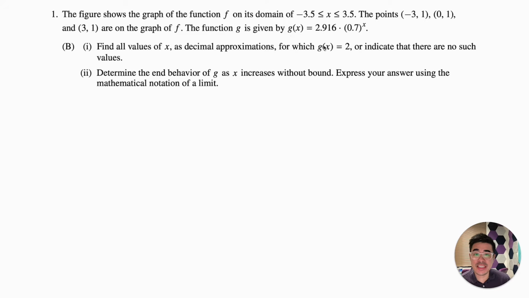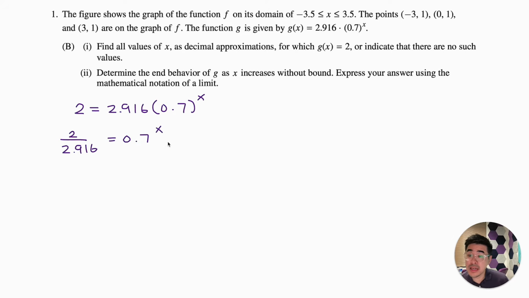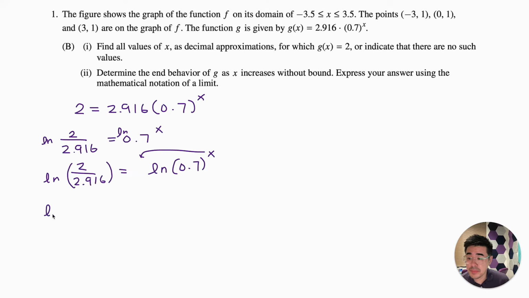So I'm going to set this g equal to 2. So here's how I do my work manually. 2.916 times 0.7 to the x. In order to solve, first I'm going to divide both sides by 2.916. The next thing I can do to manually solve this is take the ln of both sides. So then I get ln of this thing is equal to the ln of this thing. Now, one of the rules with natural logs and other logs is if you have an exponent, you can bring it down to the front. Now that I have these two sides equal and I want to isolate the x, I'm just going to divide both sides by ln of 0.7.